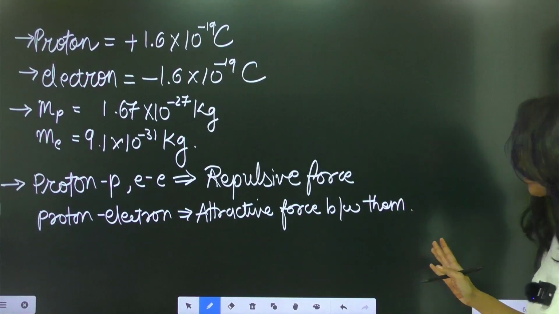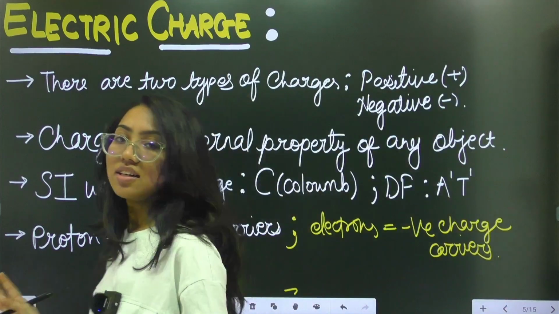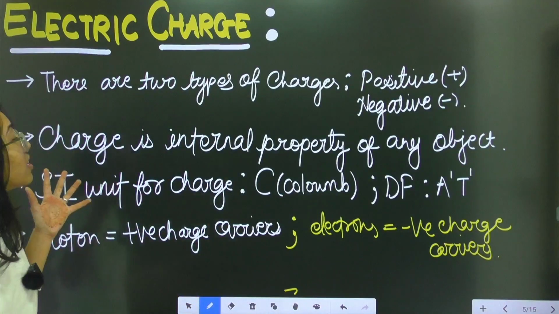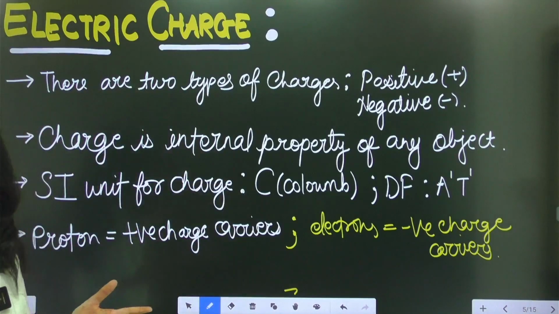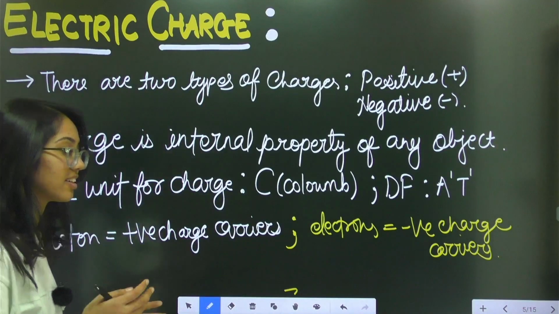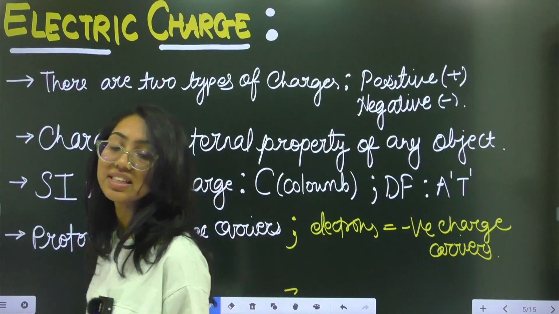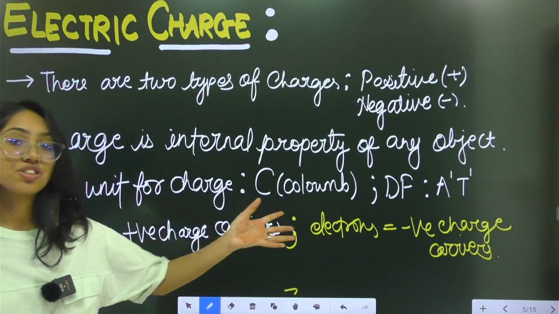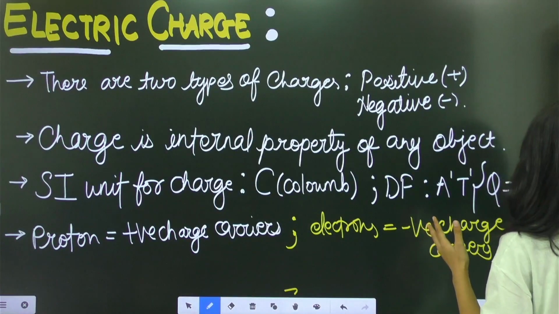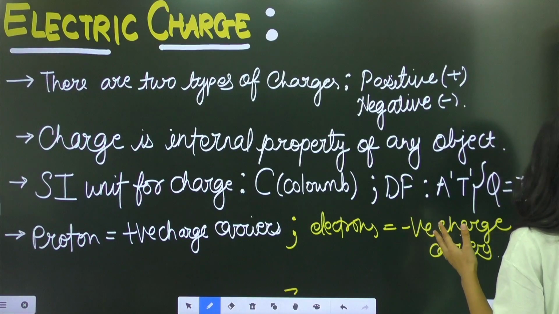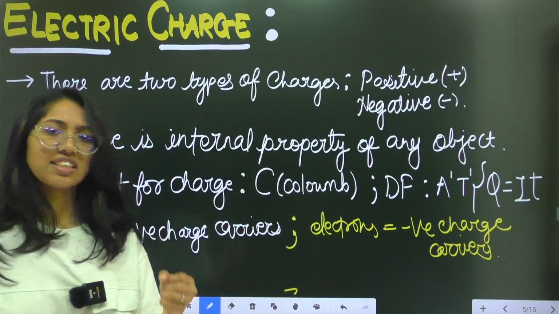So this is almost all the data that is necessary for knowing what an electric charge is: that there are two types of charges, positive and negative, and that the charge is an internal property of any object. The SI unit is Coulomb, and the dimensional formula for Coulomb is A1 T1, which came from the formula Q equals to IT, okay? And the proton carries the positive charge, electron carries the negative charge.